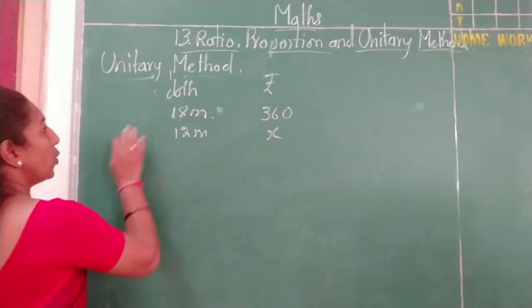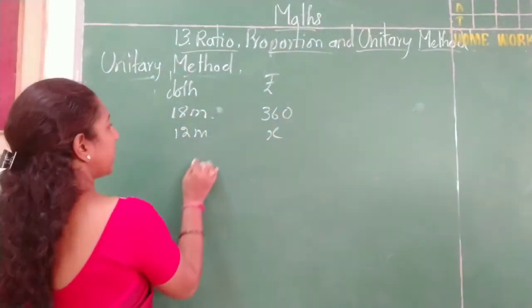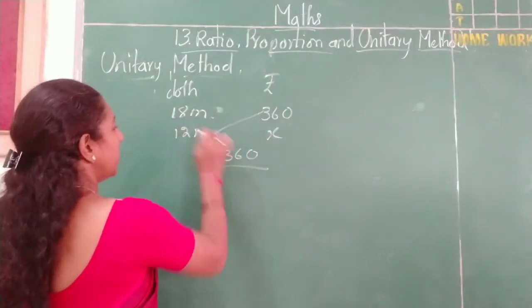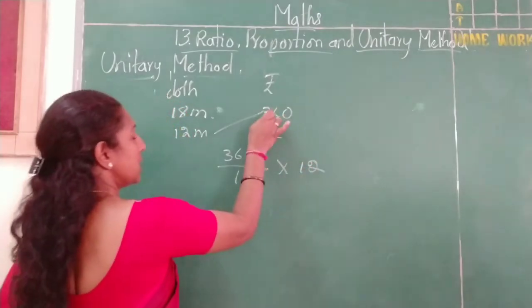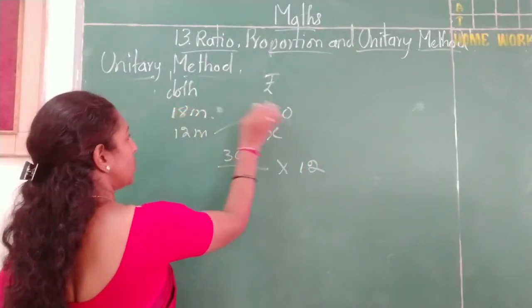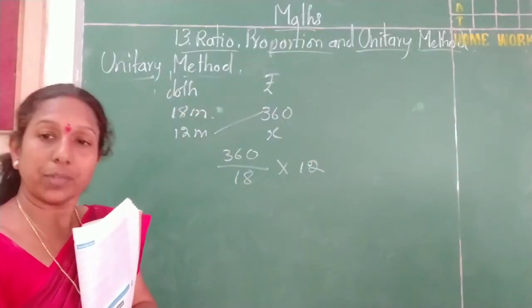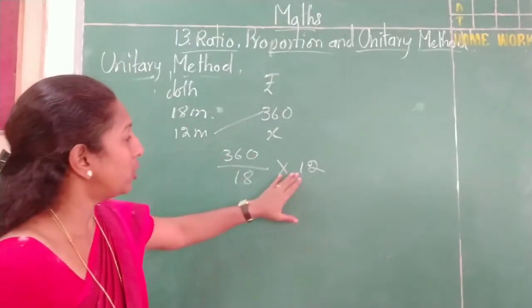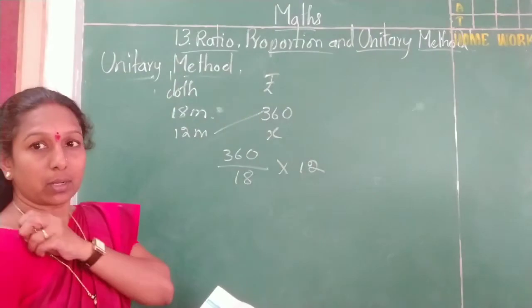So 18 meters of cloth cost rupees 360. How will we write it? First I will write 360 divided by 18 into 12. 360 divided by 18 means you will get the cost of 1 meter. After getting that answer, you have to multiply by how many meters there are. Then you will get the total cost.